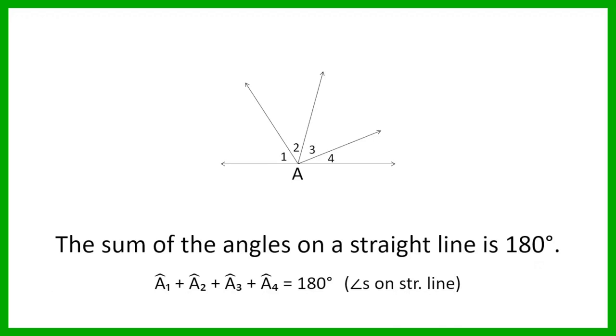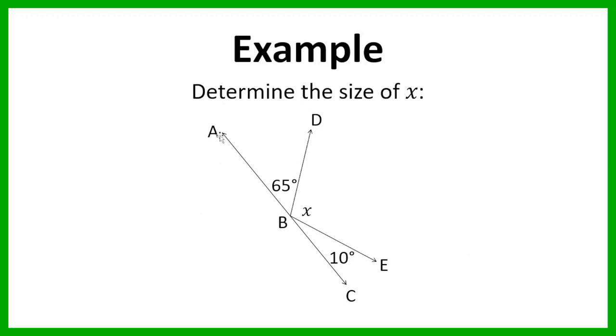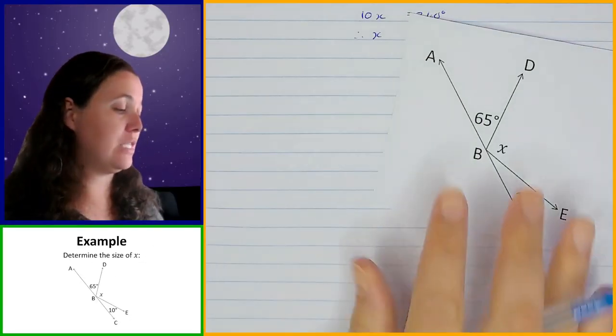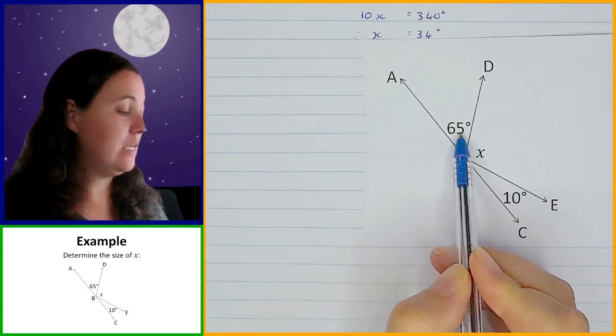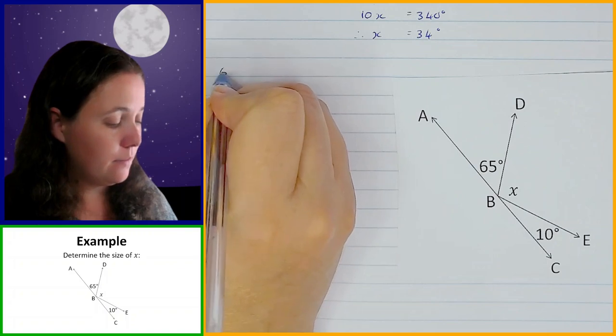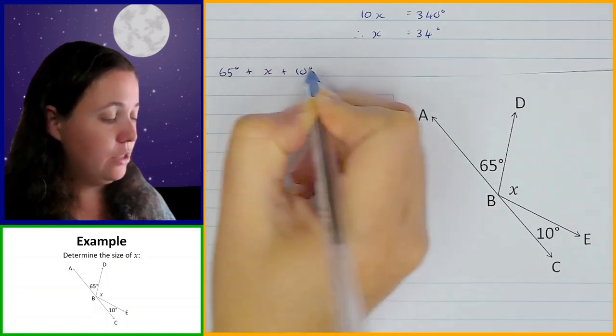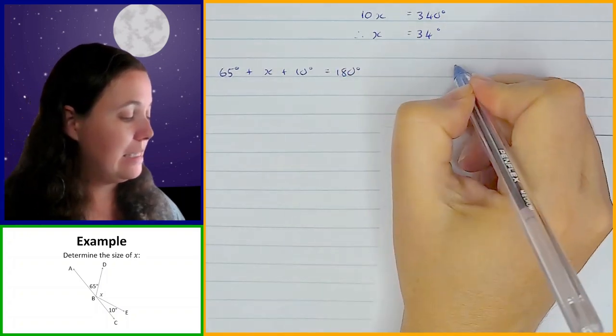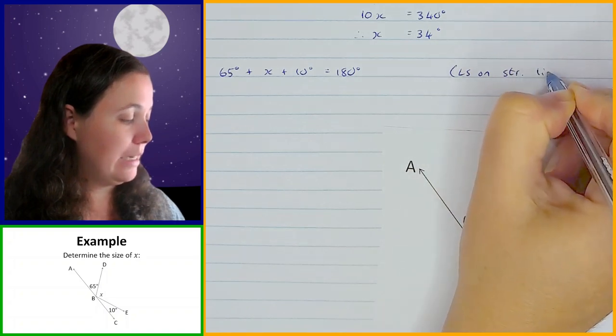Okay, so now we're going to do an example where we use that concept. Over here I have the line ABC, which is a straight line, and this angle ABD is 65 degrees, this angle CBE is 10 degrees, and we need to work out x, which is angle DBE. First, I'm going to write down that when I add those three angles up, I must get 180 degrees. So 65 plus x plus 10 degrees equals 180 degrees, and my reason is angles on a straight line.